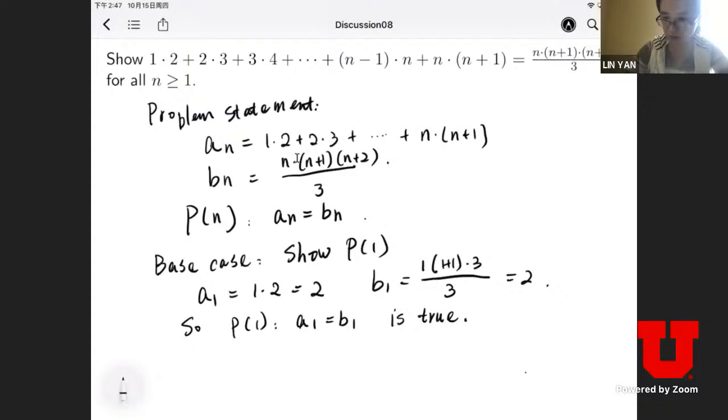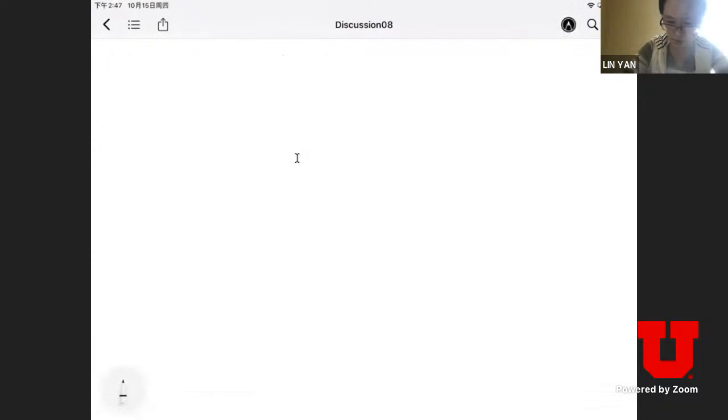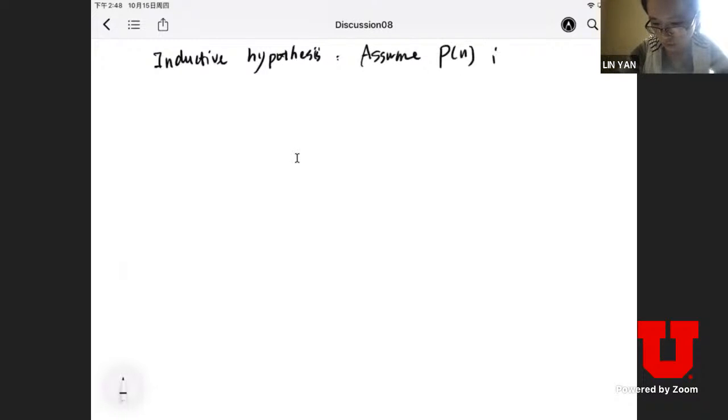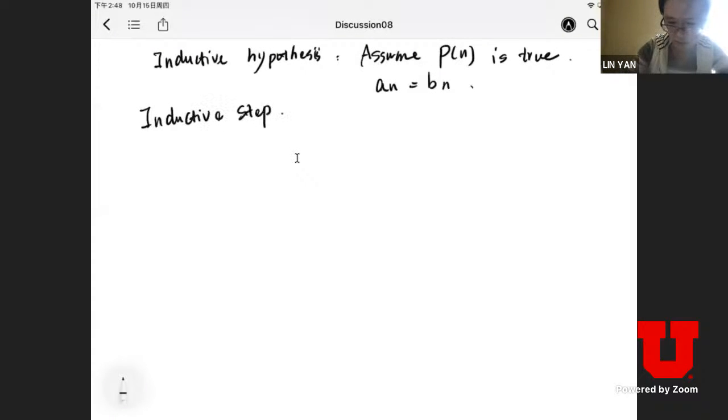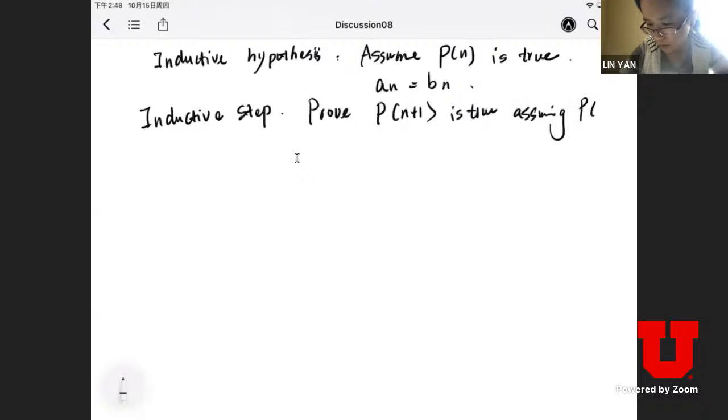Then we need to make a hypothesis, the inductive hypothesis. We assume Pn is true. That means An is equal to Bn. Then we go to the inductive step. We want to prove Pn plus 1 is true, assuming Pn is true.